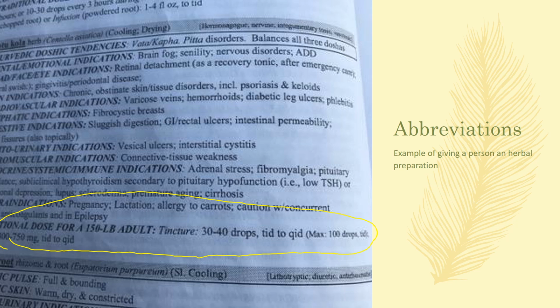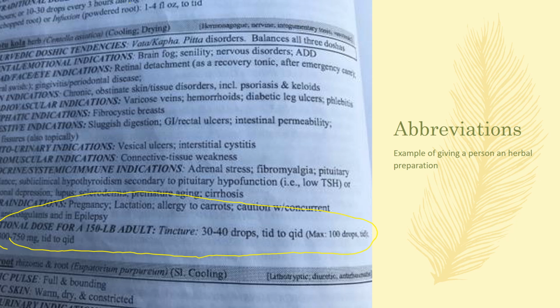So we talked about how dosages vary. They vary with weight. They vary with the particular herb that you're using. They vary with whether it's an adult or a child. So what you give an adult would not be the same as what you give a child. But let's just look at this for informational purposes.